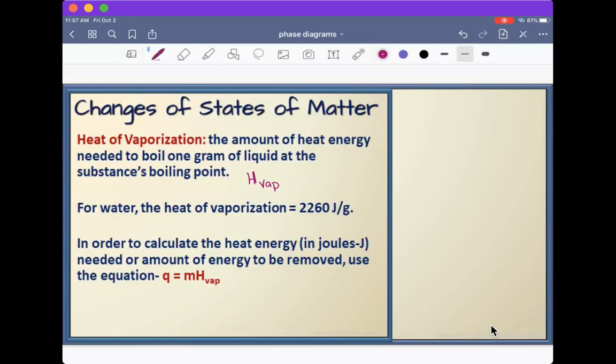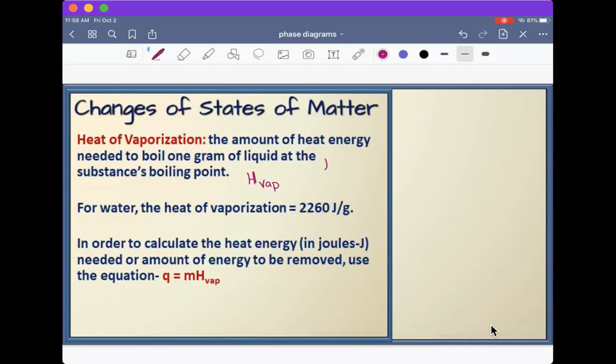So you knew we were getting to that because if we can plot those boiling points, we can also figure out how much energy is needed to boil off 1 gram, and therefore we can know how much heat is needed to put into a substance of various weights and masses. So your heat of vaporization is going to be a constant number that is dependent on the substance. So for water here, we see the heat of vaporization is 2,260 joules per gram.